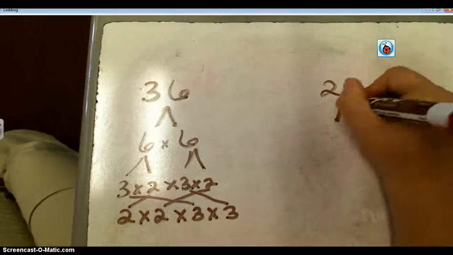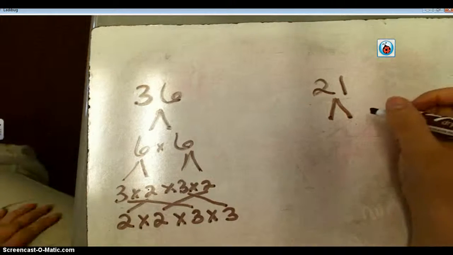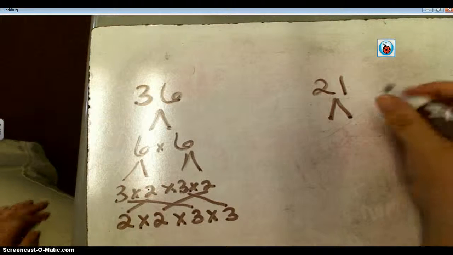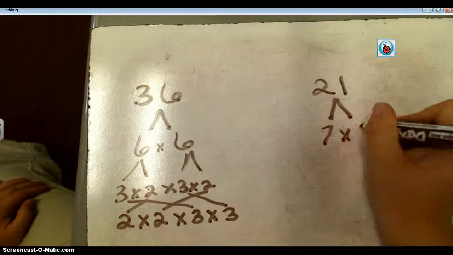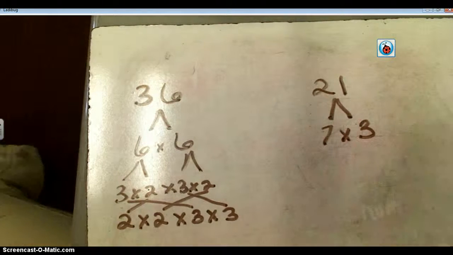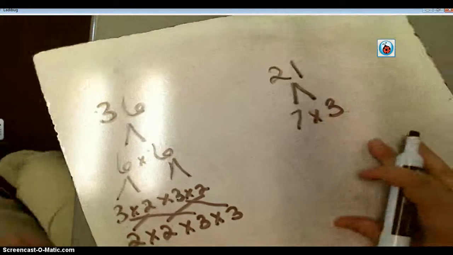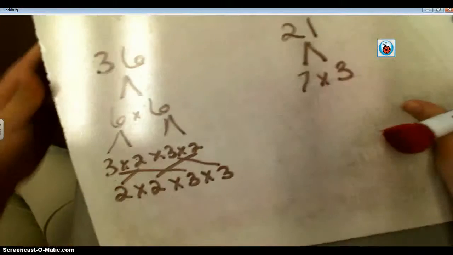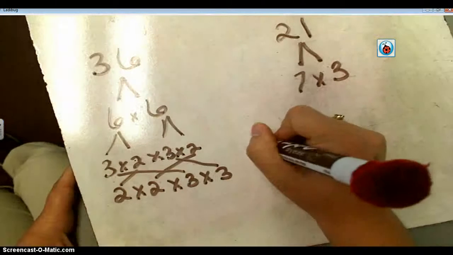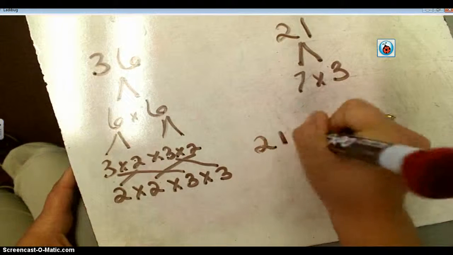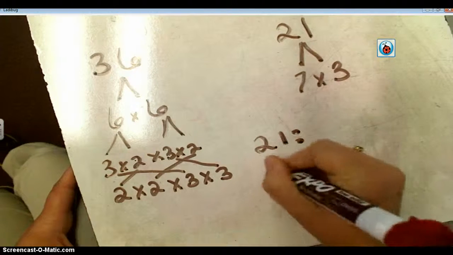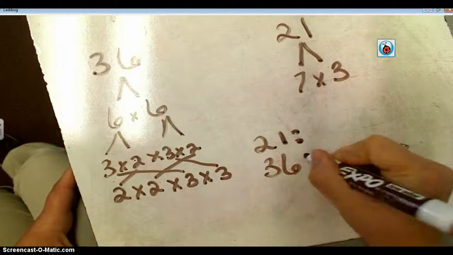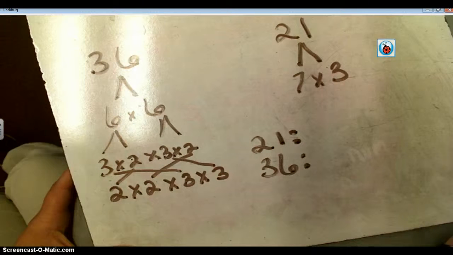Okay, let's move on and do 21. What do you want, Madison? Okay, 7 times 3. Can I break that down anymore? No. So what we're going to do, we're going to put our numbers side or on top of each other. So I have 21 and 36. Let's write them just like that.